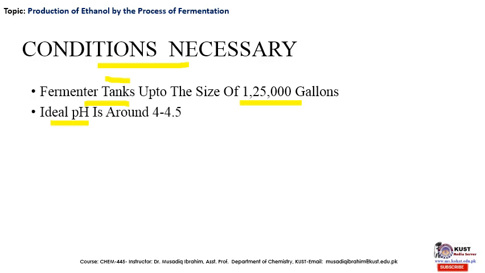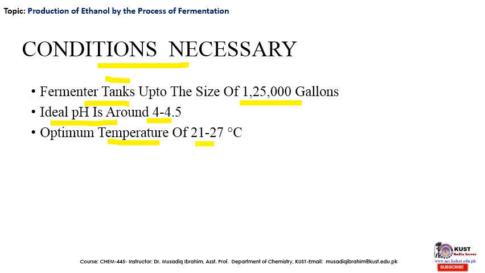The ideal pH is around 4 to 4.5. So that is very important, that to maintain the pH within the fermentation tank around 4 to 4.5, and the optimum temperature is in the range of 21 to 27 centigrade. So if the temperature is below or above this range, then the effect will be on the yield of the ethanol.